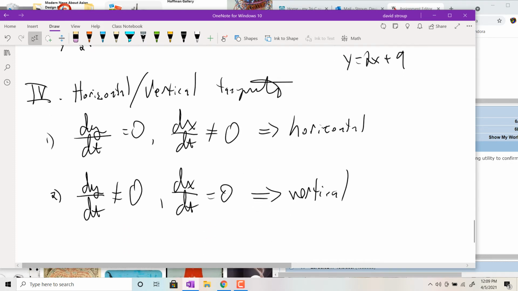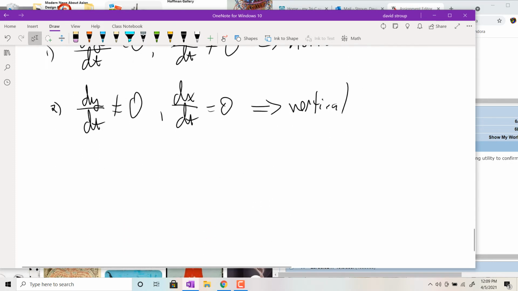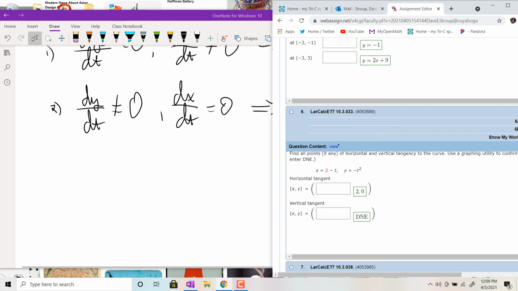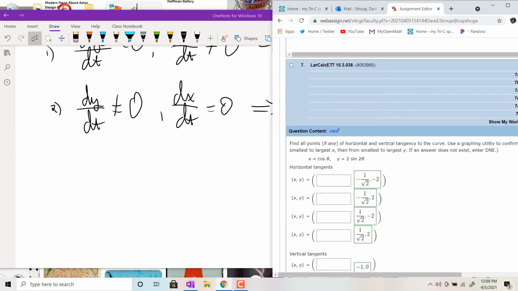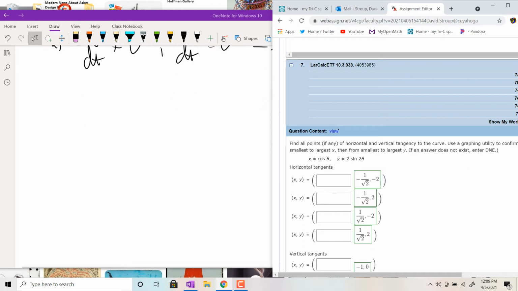Okay, so let's take a look at how this goes. Maybe we should look at one of these. Let's do something that's related to what we need to do. Okay, find all points of horizontal and vertical tangency to the curve. Use a graphing calculator probably.